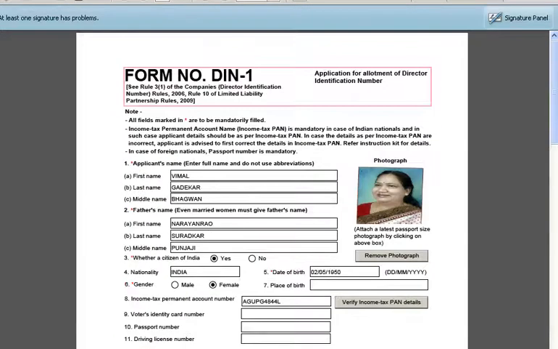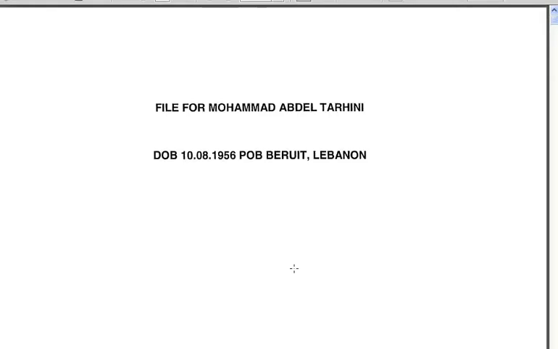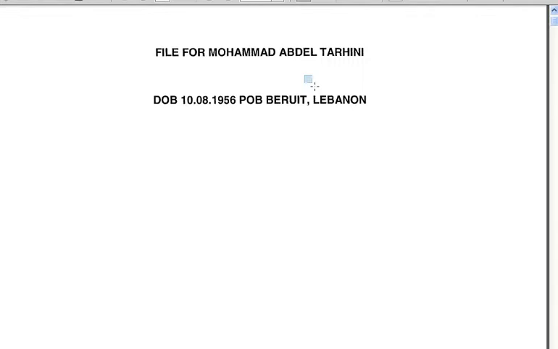So you need to give us some documents. For us to process your DIN number, you need to give us some documents, which I am going to explain to you now. This is an example file for a person who was in Lebanon.